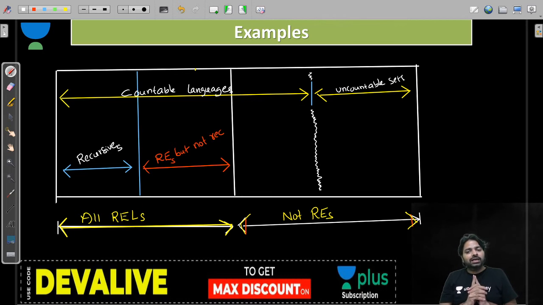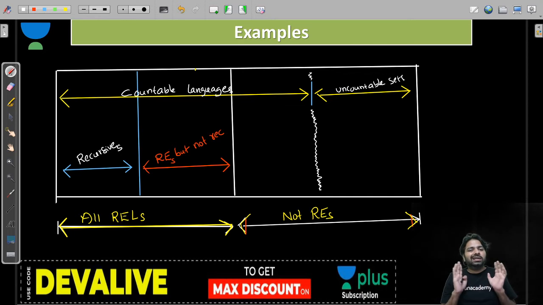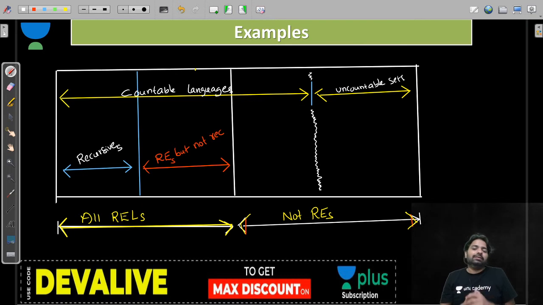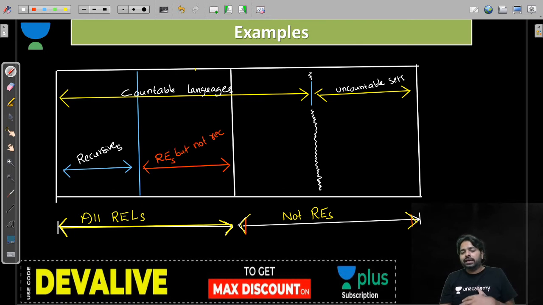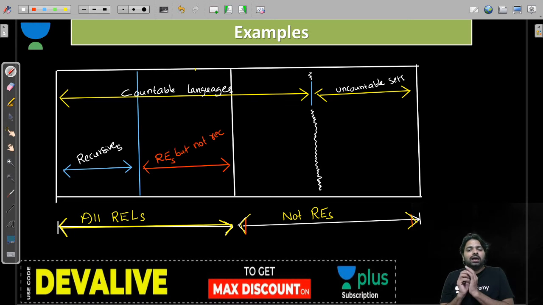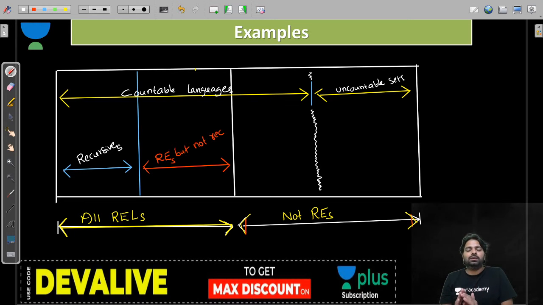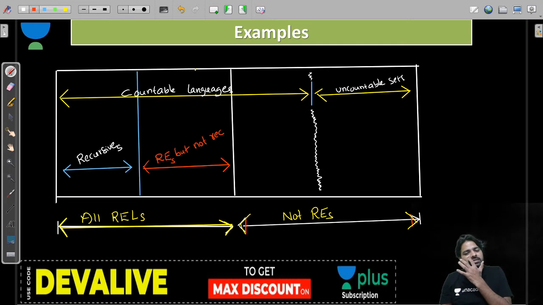And remember one relation that you may confuse: not recursively enumerable. Don't say uncountable. Even I made mistakes in the past, and I am correcting myself. Not recursively enumerable languages, some are countable, some are uncountable. I will tell you one example to understand.